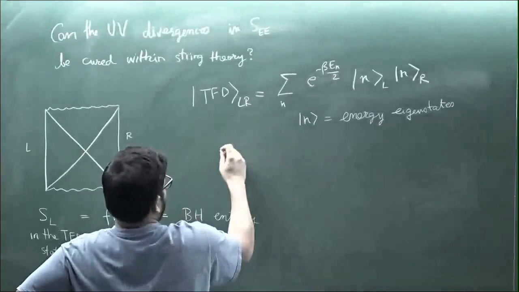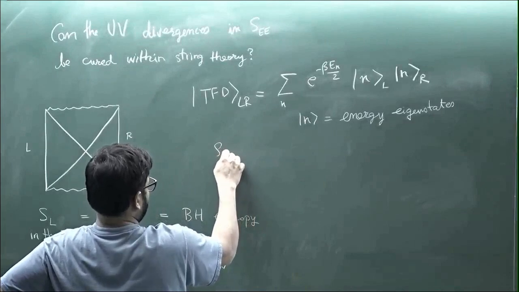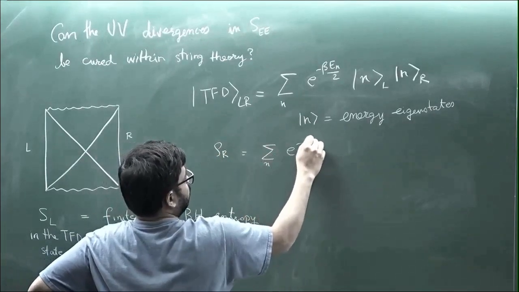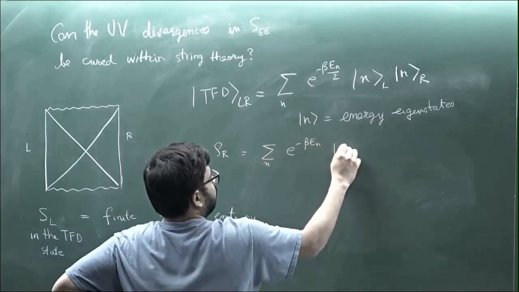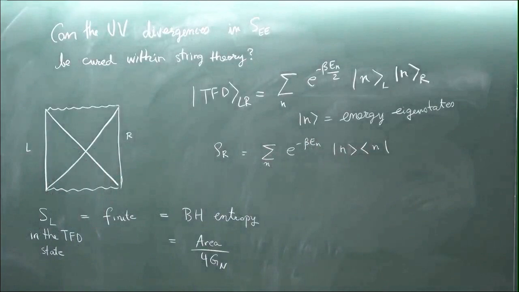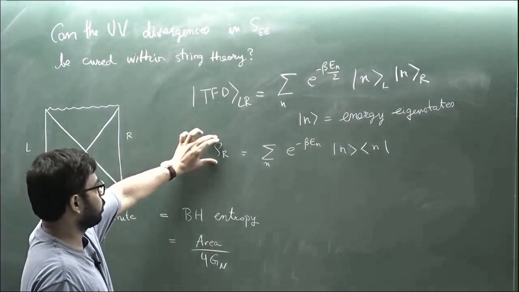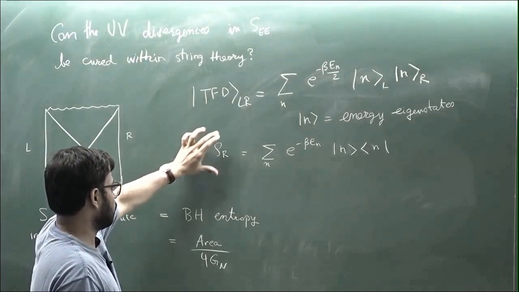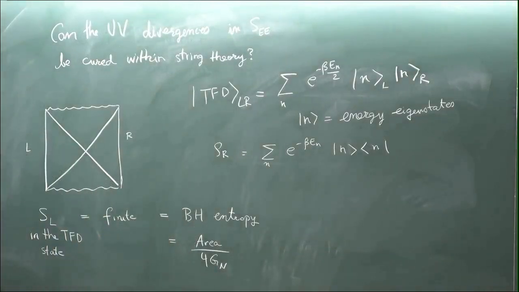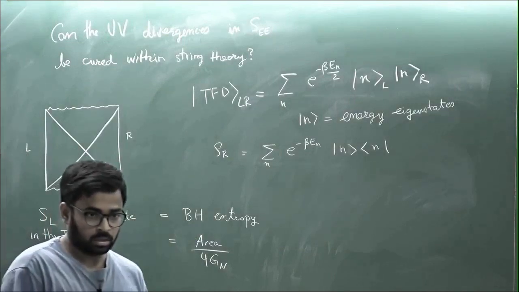Now it's easy to see that if you construct the density matrix just on the right, you get the sum over n of e to the minus beta E_n, |n><n|. And this is nothing but the thermal density matrix. The entanglement entropy of this density matrix, the von Neumann entropy, is equal to the black hole entropy, which is the thermal entropy. So this is the case that I really hope to get from string theory.